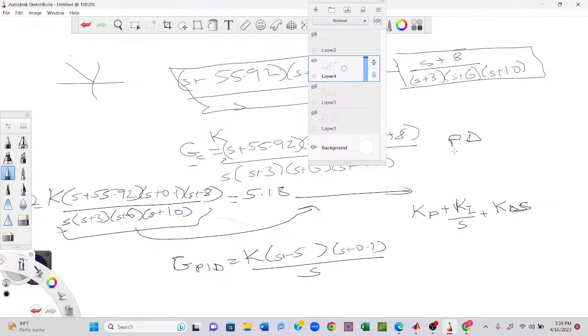So PID design: design a PD, design your PI. The PD is very stressful. Design your PD because of the settling time and the peak time, which will go to one third, and three-fourths.